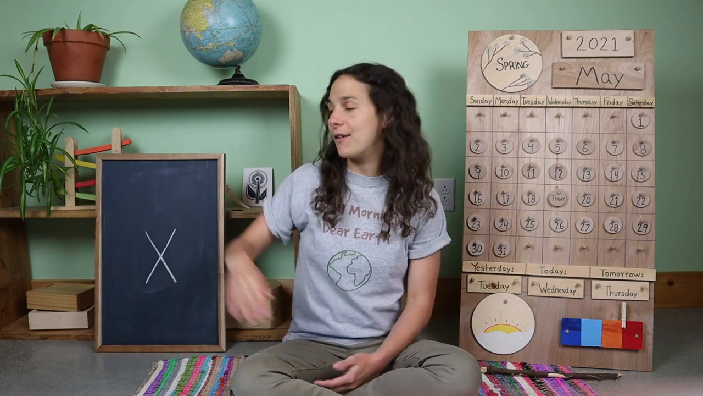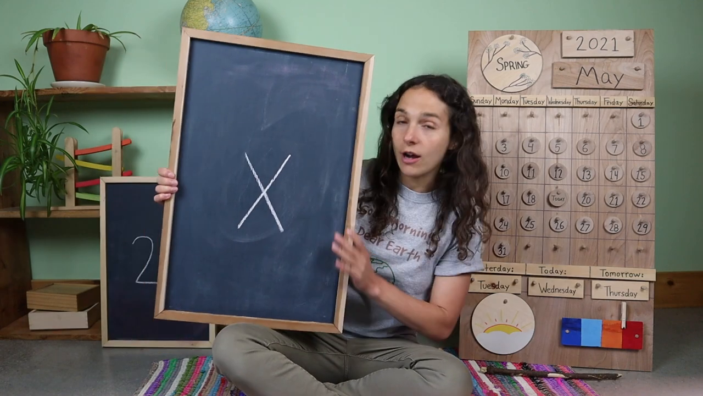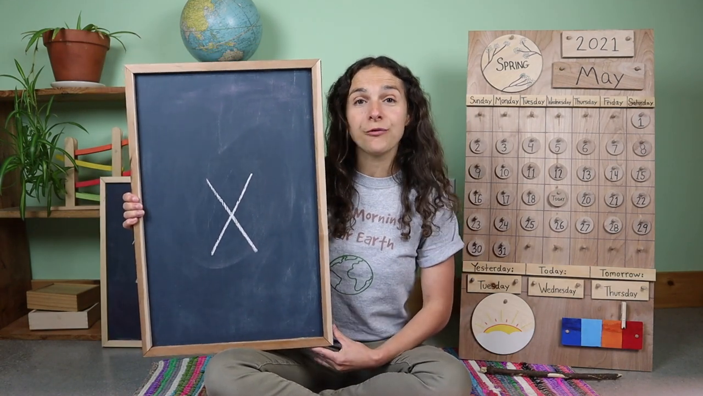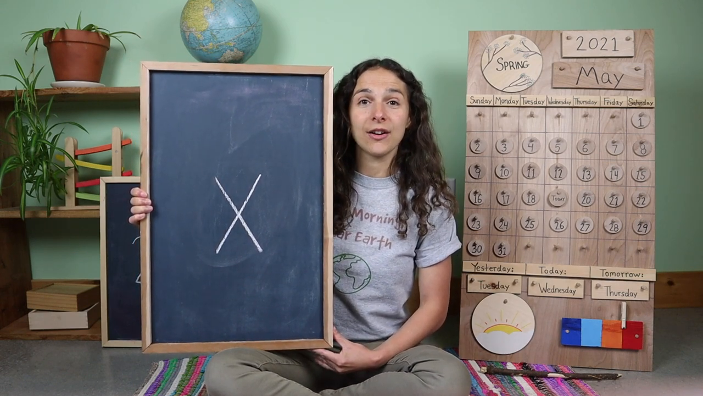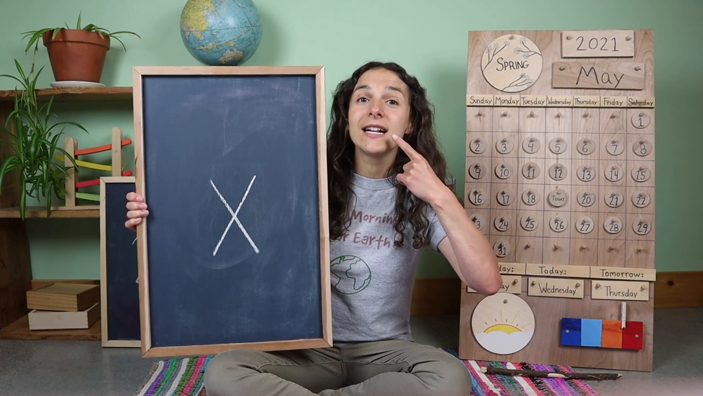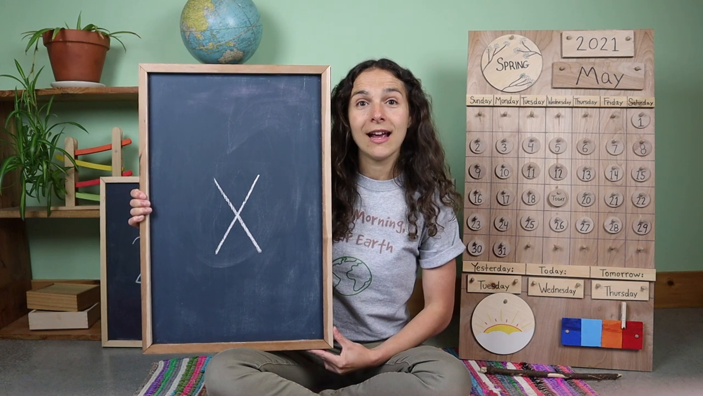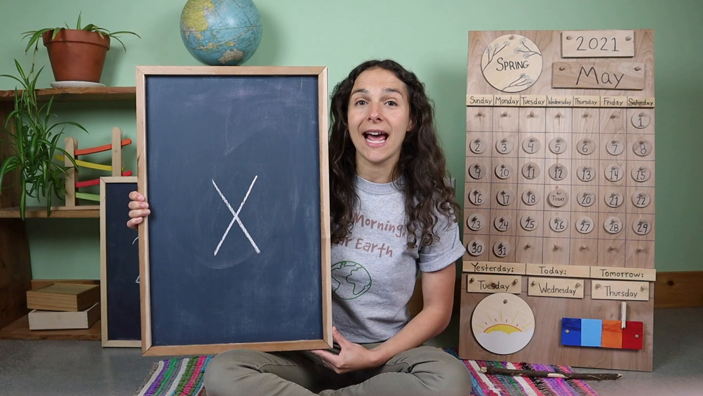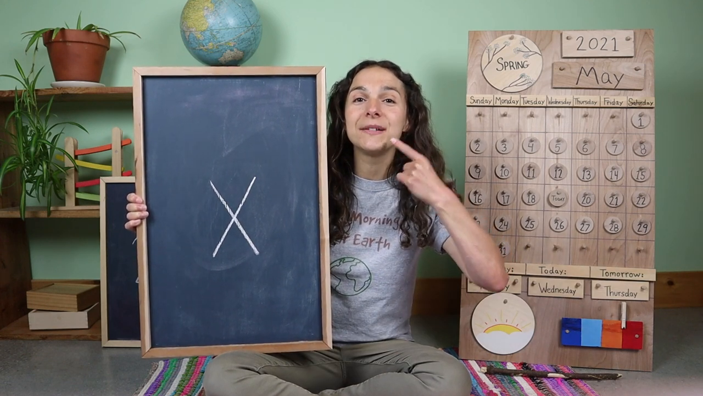Now let's move on to the letter, the number, and the sign of the week. So this week, we have been talking all about this letter. Can you make the sound for me? And now let's make that sound together. Kss, kss. What is this letter called? X. This is a lowercase x. X says kss, kss.